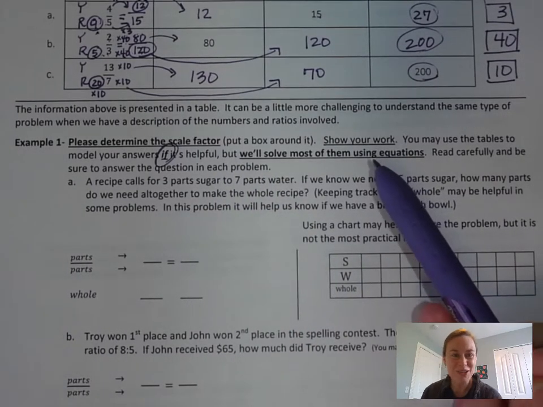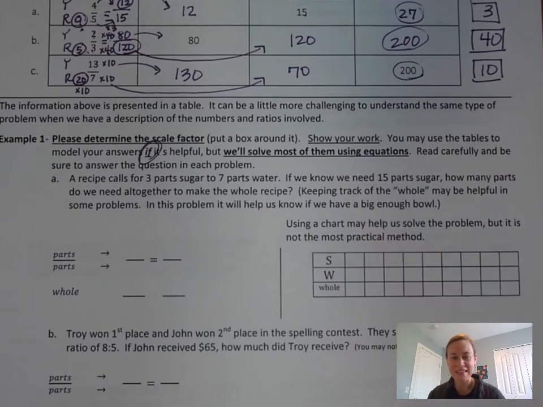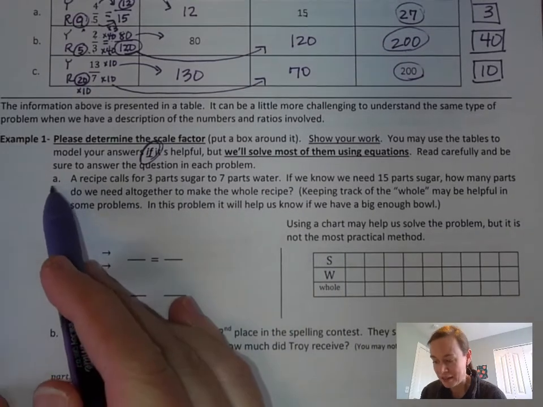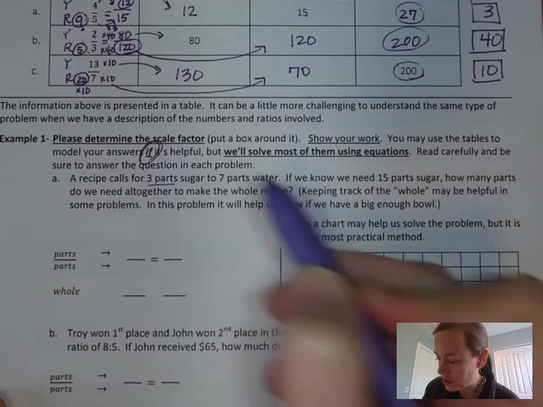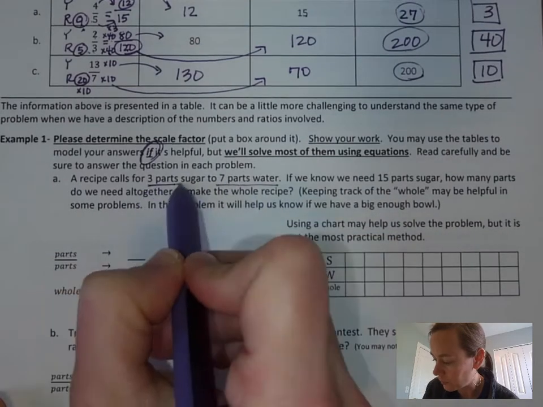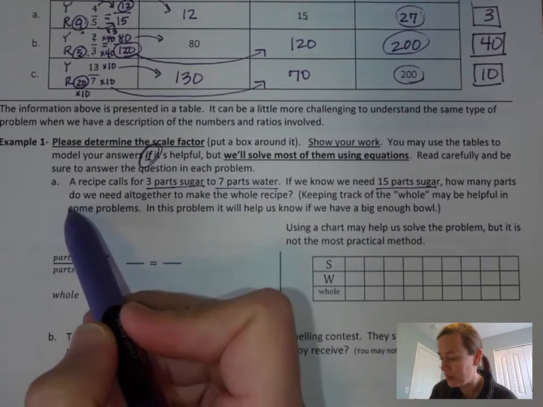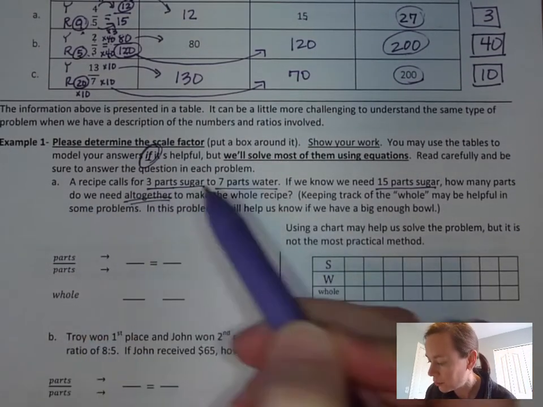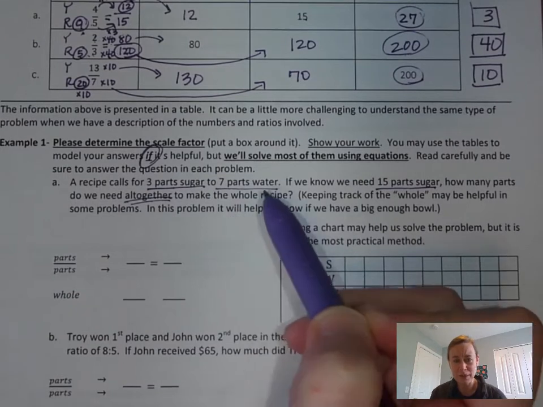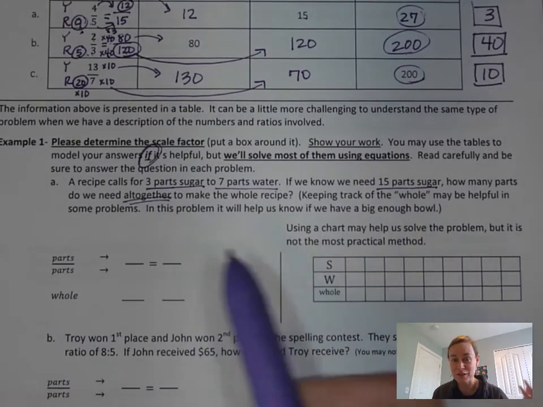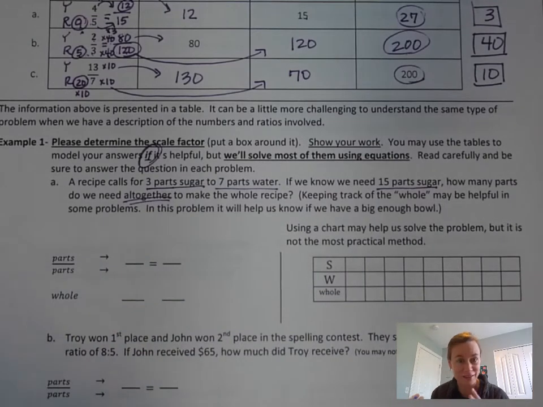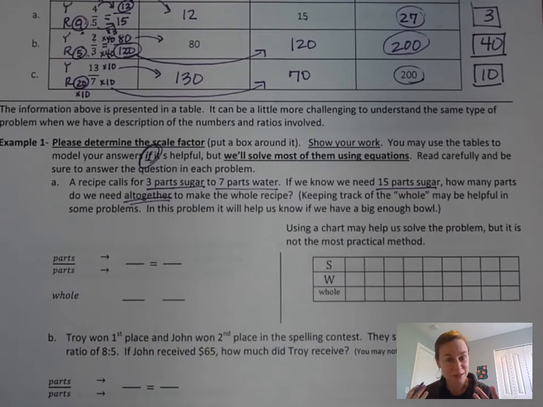So read carefully and be sure to answer the question in each problem. Some of these take a couple steps, some of these take more steps. You just have to read what piece of information is missing and make sure you're answering that question. Let's read example 1A. A recipe calls for 3 parts sugar to 7 parts water. If we know that we need 15 parts sugar, how many parts do we need all together to make the whole recipe? So you would think they're asking for how many parts of water, but actually they're asking for the total number of parts all together for the whole recipe.